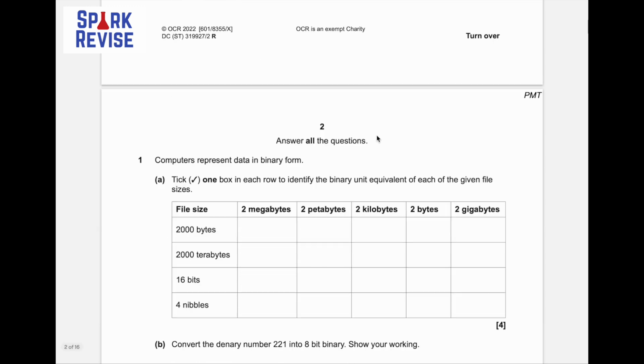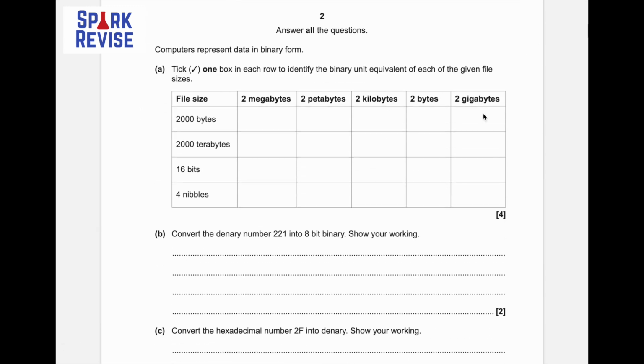So question 1, computers represent data in binary form. Tick one box in each row to identify the binary unit equivalent of each of the given file sizes. So we've got 4 different file sizes given, and we need to identify what unit they convert to.